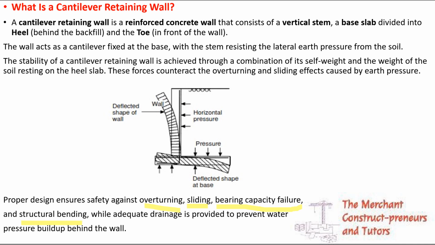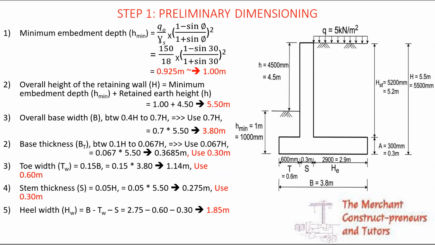While adequate drainage, this is key. Adequate drainage is provided to prevent water buildup behind the wall, because once water is built up, the pressure increases. So it's no longer about the pressure of the soil. Now water is already added to it, and if you don't drain this properly, you're going to have serious problems, right? So the first step is preliminary design.